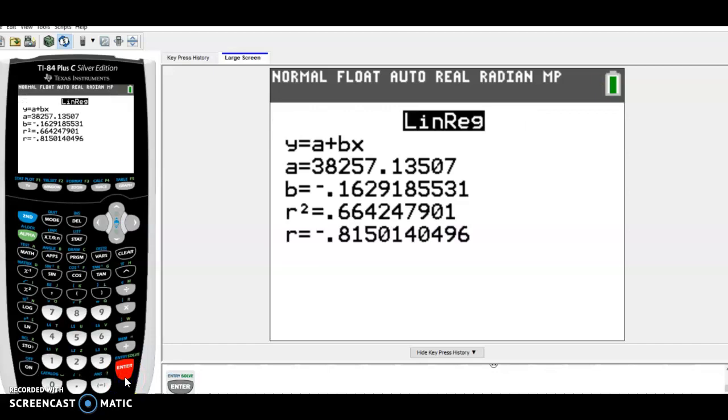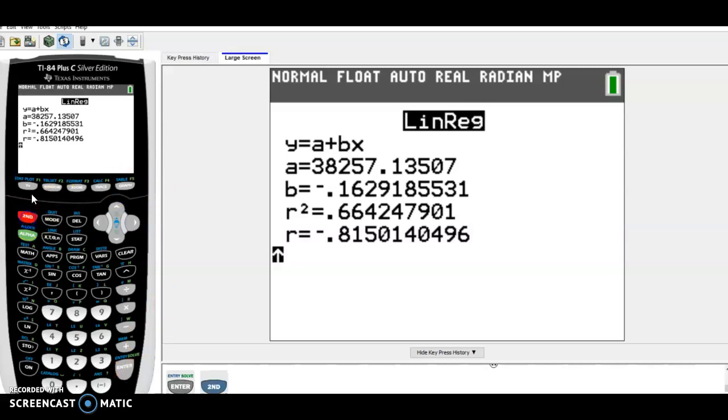So if I hit enter again, second enter, just to call it up instead of going through the menu, r squared is that coefficient of determination. And so it is the proportion of the variation that we see in the sale price, so the proportion of variation in y that's explained by this regression model using the mileage to predict that sale price. And then my correlation coefficient r is negative, which should always match the slope. And that's telling me that I have a pretty moderate to strong negative linear relationship there.